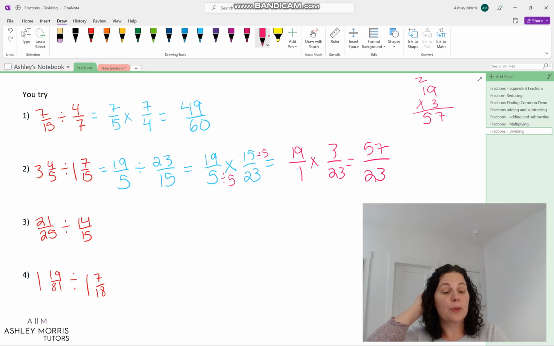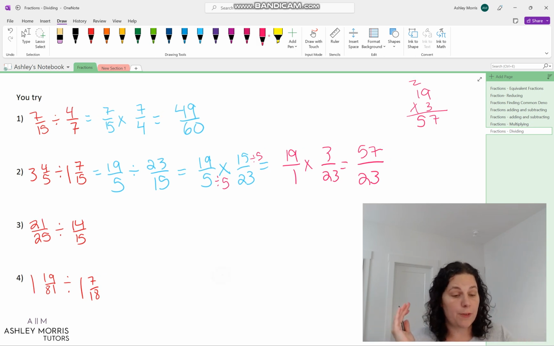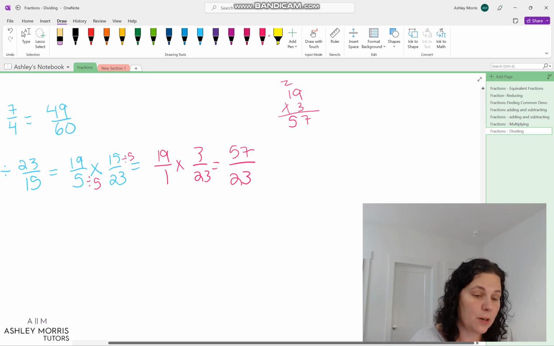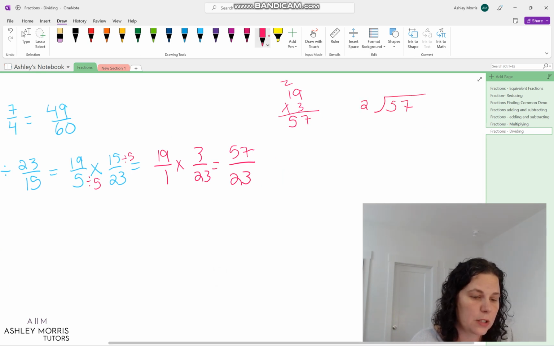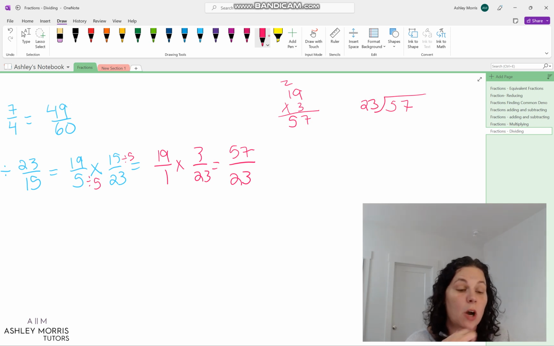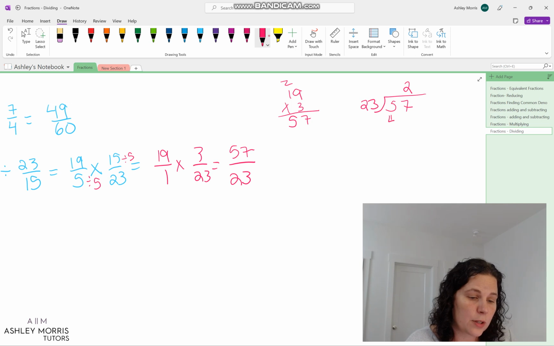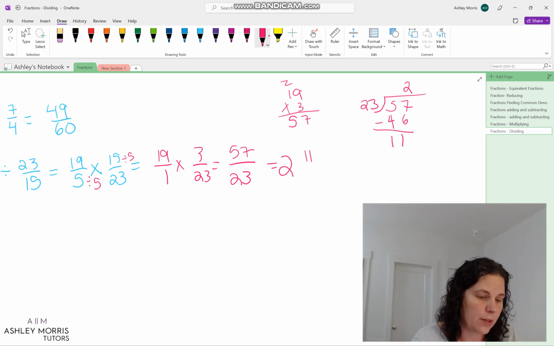And some teachers are fine with you leaving it like that, as long as it's reduced. I'm going to go one step farther and make sure it's a mixed number. Especially at the beginning when you're learning fractions, most teachers do want you to keep going. So 23 times 2 is 46, and then I have 11 left over. So 2 with 11 left over 23.